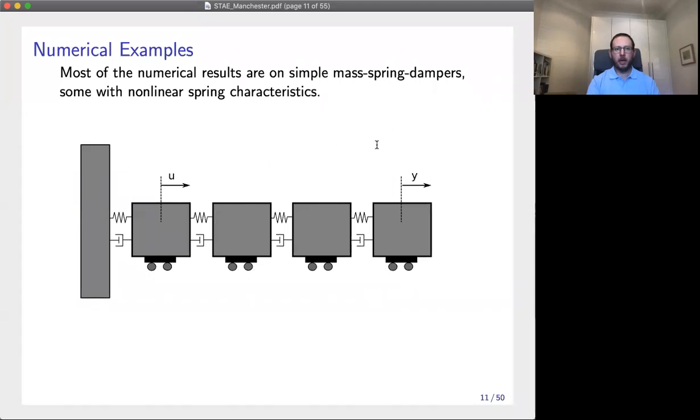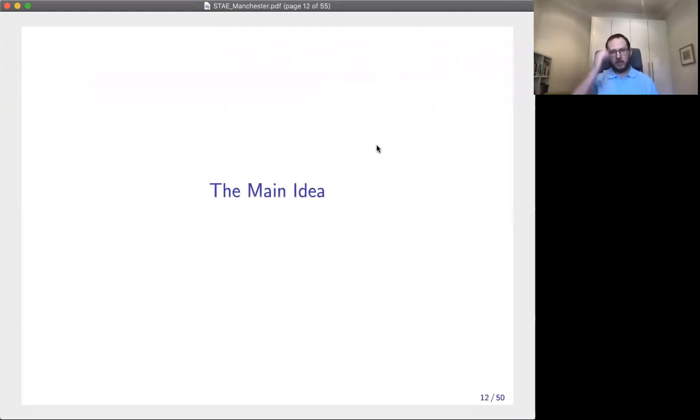Okay, and just before we move on to the real material, I'll just mention that most of the numerical examples I'm going to show in this paper are based on some variation of a simple mass spring damper setup like this, sometimes with a nonlinear spring. So it's not really crazy models that we're looking at here. It's fairly common model structures, but even with this kind of system you're trying to identify, you do very often get unstable models. Okay, so that's the problem setup and the motivation.